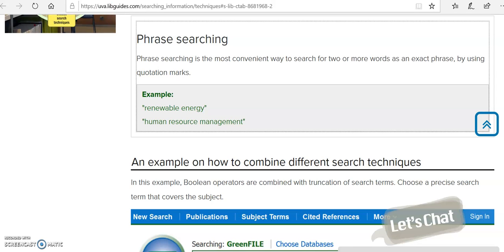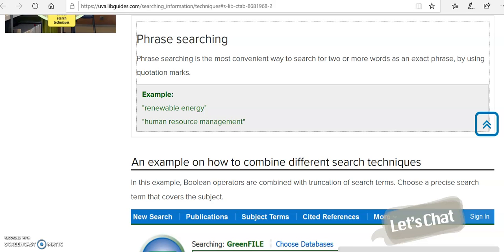If the term consists of two or several words, it's good to use a phrase search. That means that you put quotation marks around the search term. That way the phrase appears in the same way also in the search results.